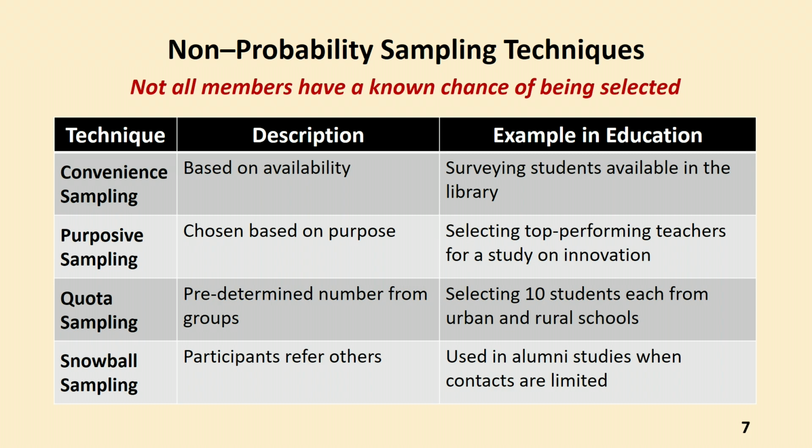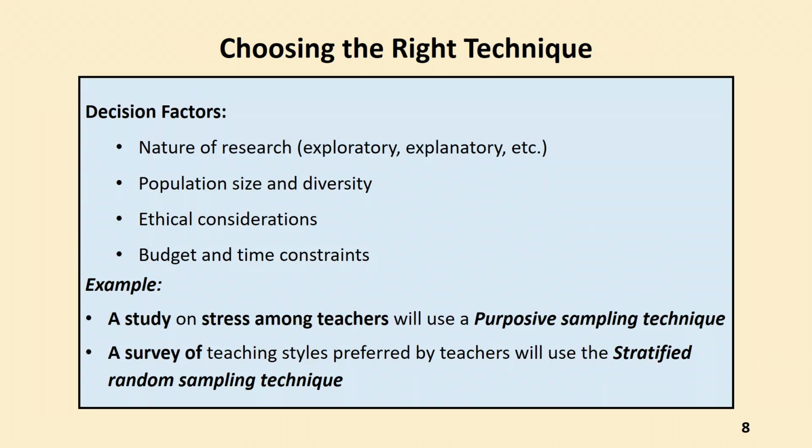Choosing the right technique: this is how you know that there are several kinds of sampling techniques, but which one will be right for your study? There comes a big question: which one is right for your study? So there are some decision factors you can see here on the screen. Nature of research, very important and very significant: what is the nature of research, exploratory or any other kind of research that you are taking; population size and diversity, ethical considerations, budget and time constraint.